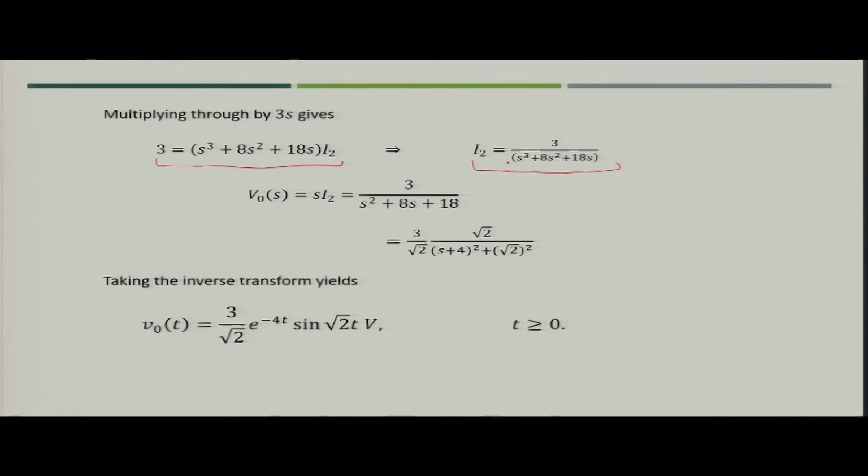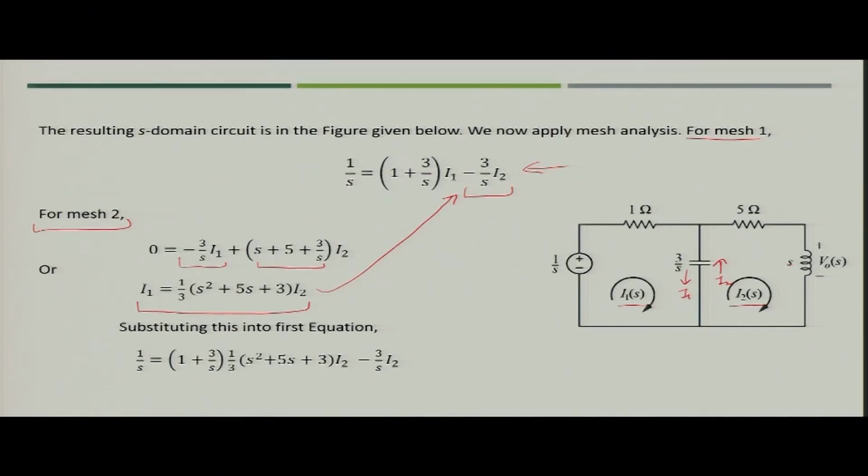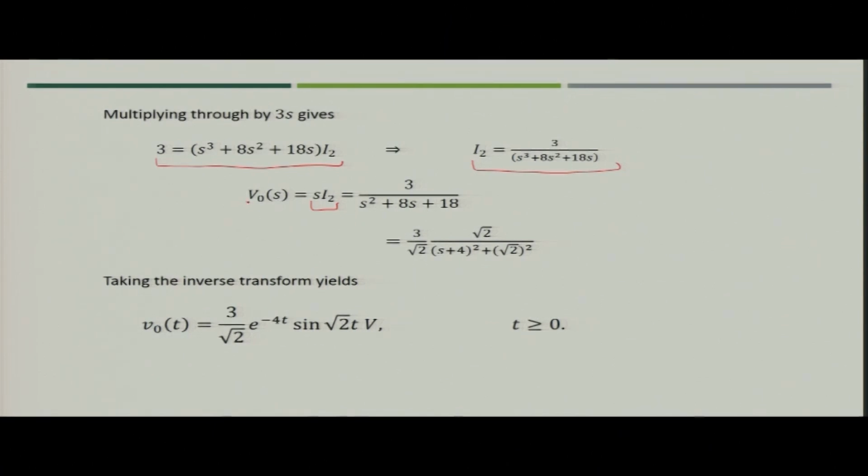So, you can take S out, and when you multiply S at both sides, you will get S I2. Now, S I2 is what? If you see the circuit, S into I2 will be V naught S. So, you can write V naught S is nothing but S I2 is equal to 3 divided by S square plus 8 S plus 18.